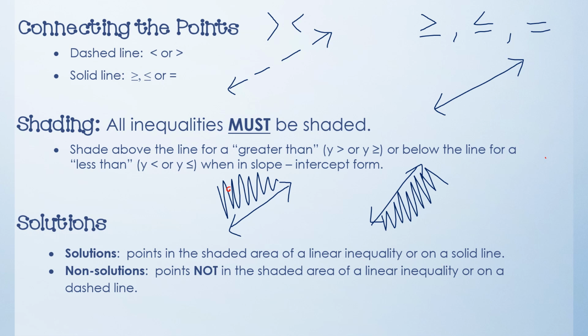You can also do what we did yesterday and take the points and plug them into the inequality and see if it yields a true or a false statement. But now that we're looking at a graph, we can just look for points that are in the shaded region. If it's not in the shaded region, then it would be a non-solution. For any point that falls on the line, if it is a point on a solid line, it is a solution. If it is a point on a dashed line, then it is a non-solution.